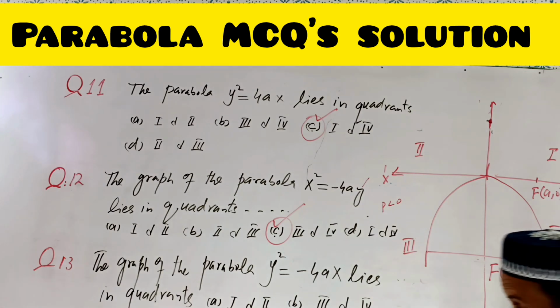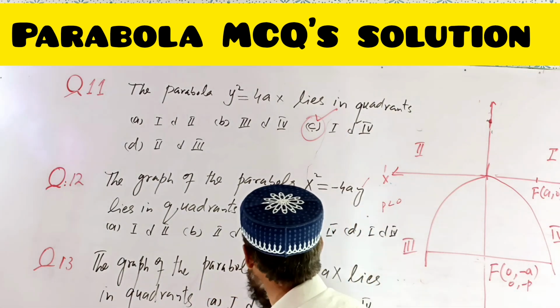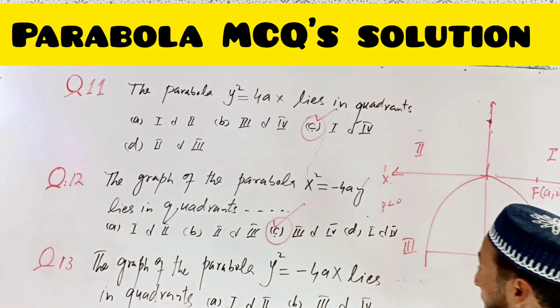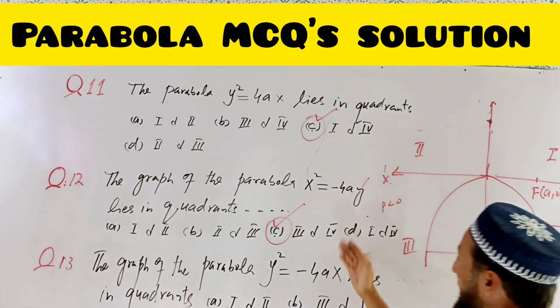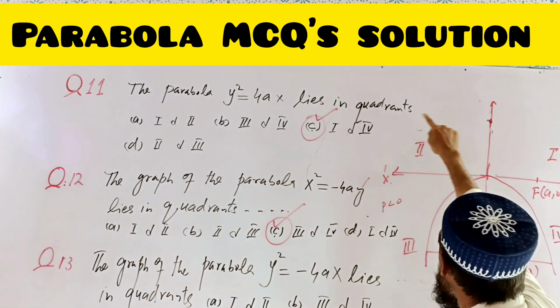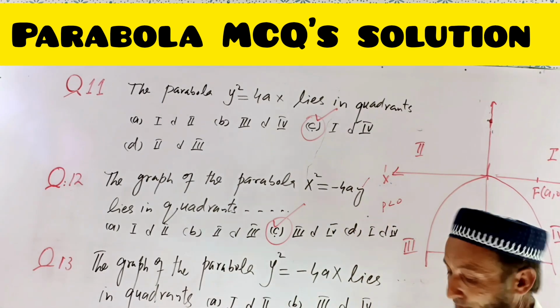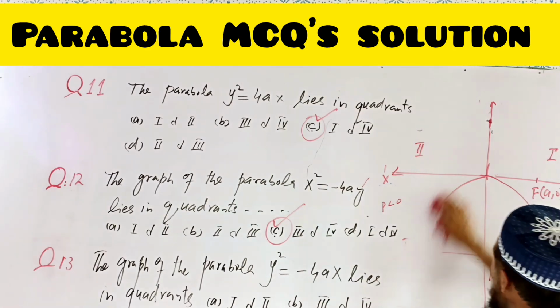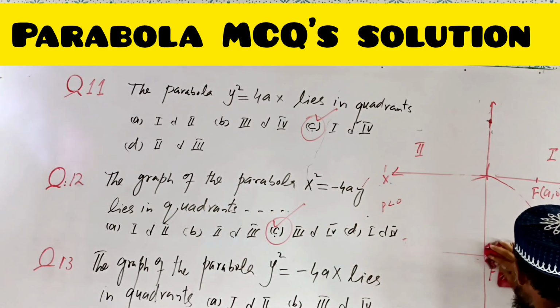Question number 13: the graph of the parabola y square equals minus 4ax. The parabola is making along the x-axis, but on the left side. So again we draw the parabola here.